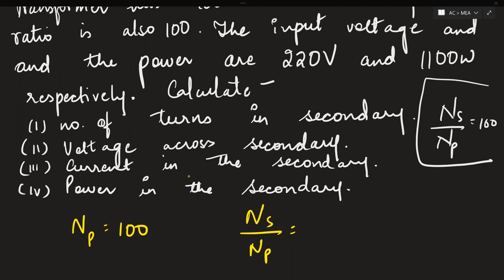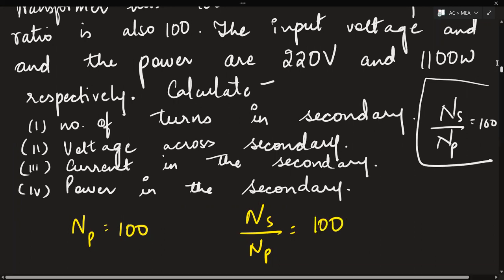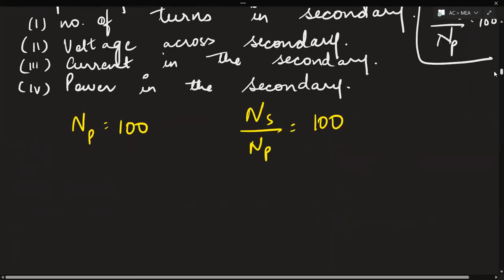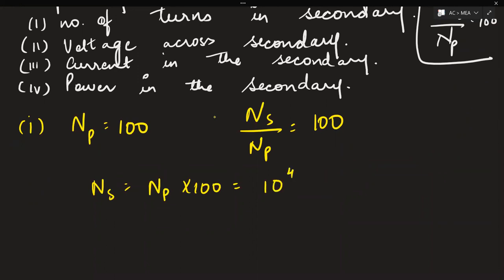So NS by NP is given as 100. Now the number of turns in the secondary is unknown to you. This is the solution for the first part. The number of turns in the secondary will be the number of turns in the primary multiplied by 100. That gives you 10 to the power 4 turns.